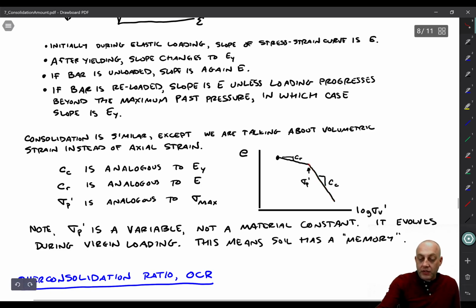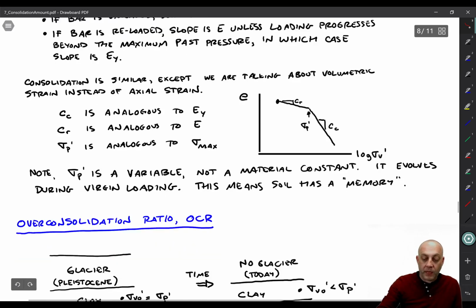Now as you do load along here, sigma p prime is increasing, right? It's going to slide down as you move this way. And then this line where the soil is going on the elastoplastic line is called the normal consolidation line. I'll get to that in just a while.